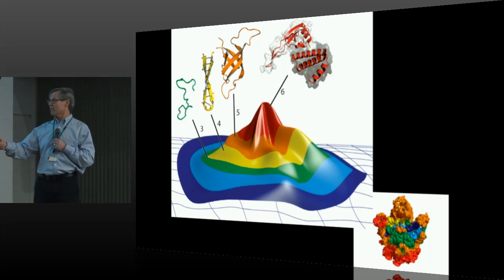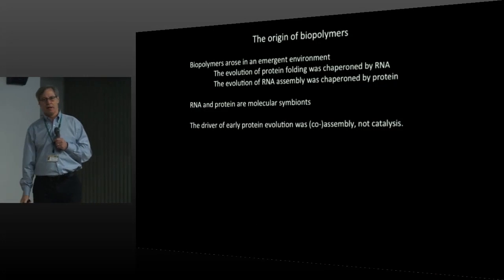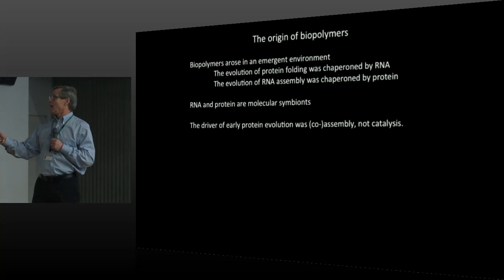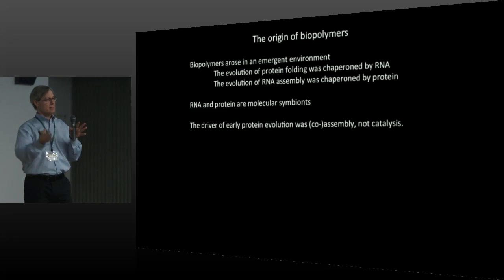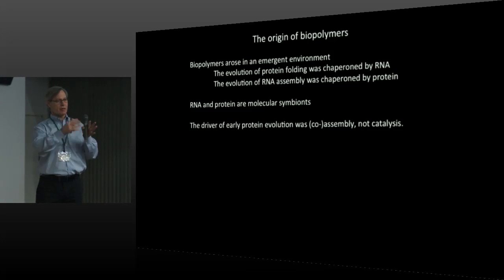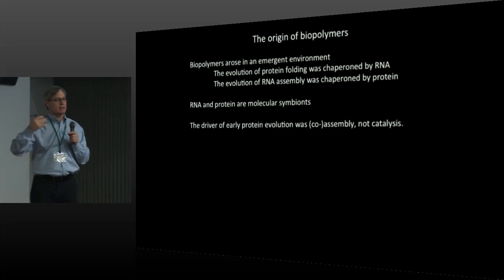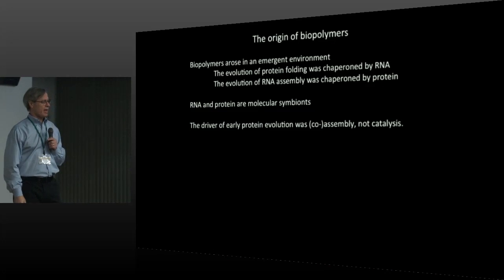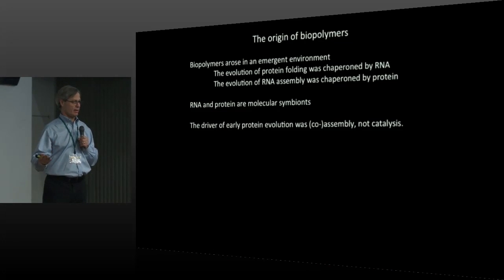And what we can see in this result is that protein folding occurred in a sea of RNA. Those secondary structural elements I showed you are enveloped in RNA. And we think RNA basically chaperoned protein folding, and that protein folding is an emergent property of interactions with RNA.